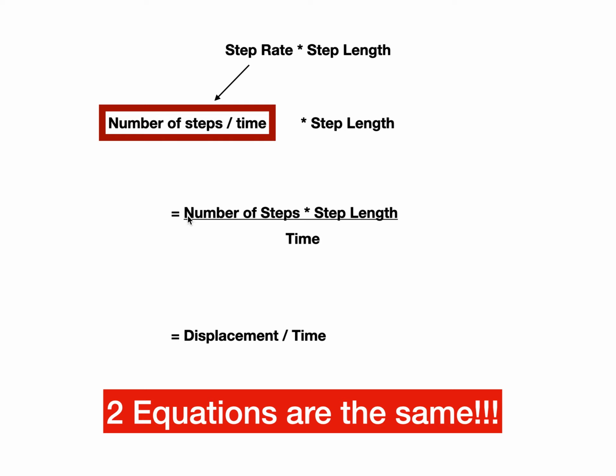So say you take 3 steps, each step you cover 1 meter. So totally you'll cover 3 meters. So that's your total displacement. So number of steps times step length will become displacement, and time will become time. So actually, these two equations are the same, right? Step rate times step length actually equals displacement divided by time. So those two equations are supposed to be the same, and you try to see if that's true in the data you provided.